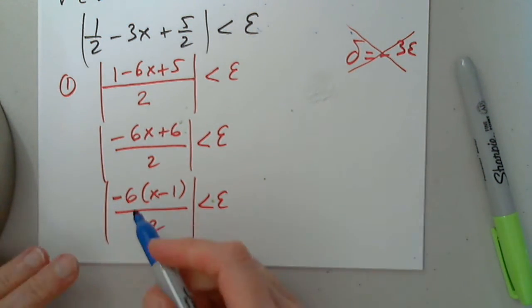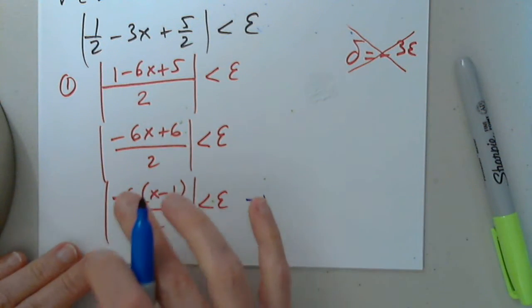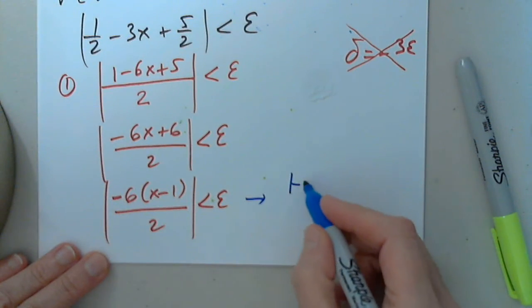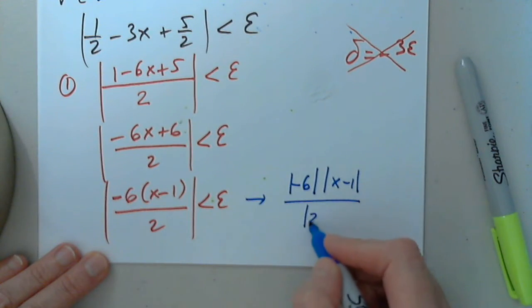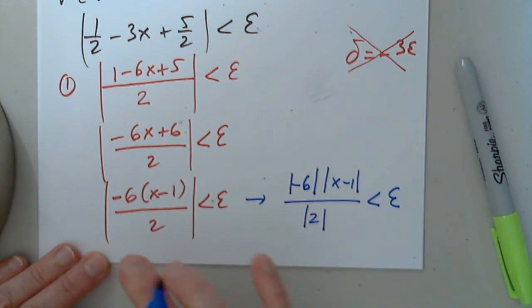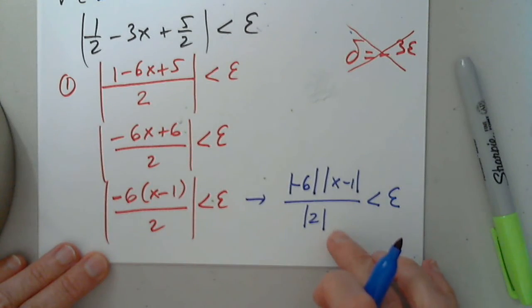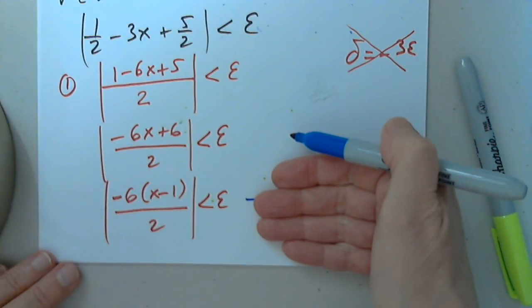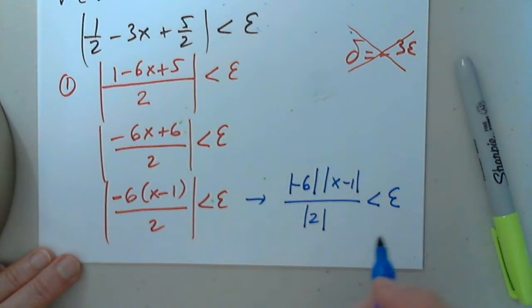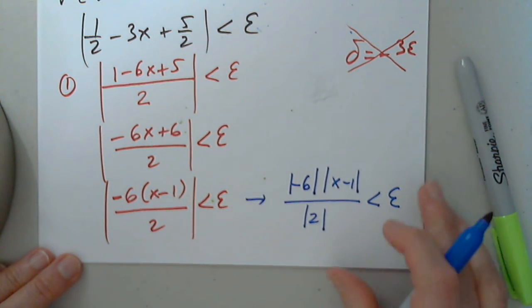Okay, so move on. From here, you have to write the following step. The absolute value of negative 6, times the absolute value of x minus 1, over the absolute value of 2, less than epsilon. This step has to follow. You cannot move on and say, oh, but I'm multiplying by blah, blah, blah. You cannot do that. This step has to be there for full credit, please.